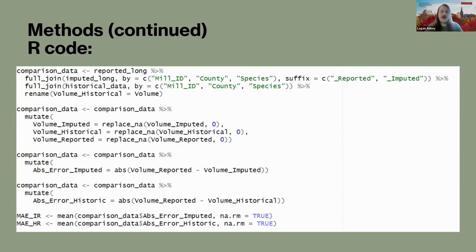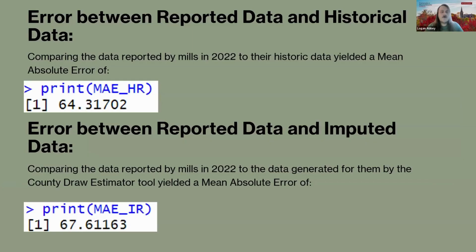And what did we find? Well, the error between them wasn't hugely different. So the error between the reported data and the historical data was 64 and a little bit of change. And between the reported data and imputed data, we got 67 and a little bit of change. So they're not exactly the same. The historical data for these 38 mills was a little bit closer to reality than the imputed data, but I think we're still in the ballpark.